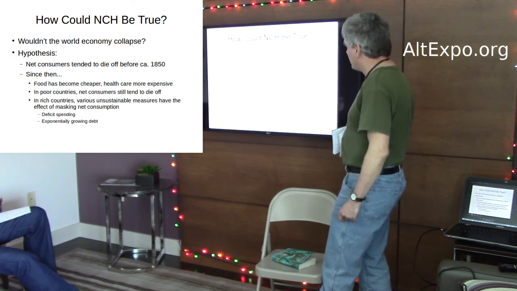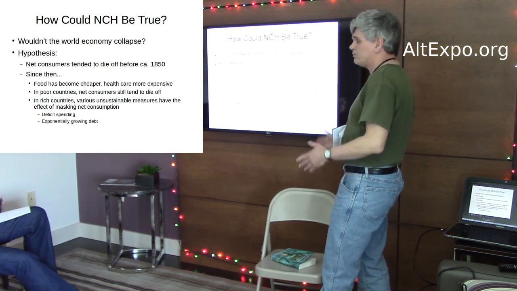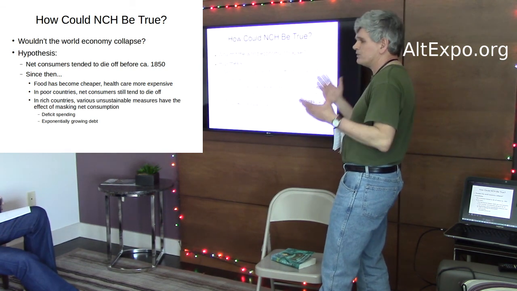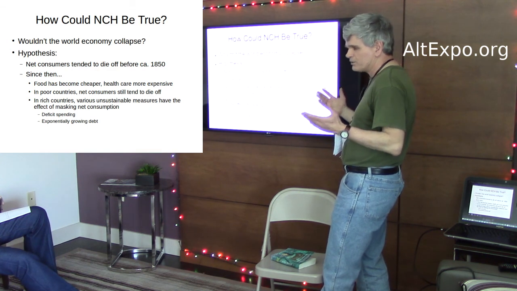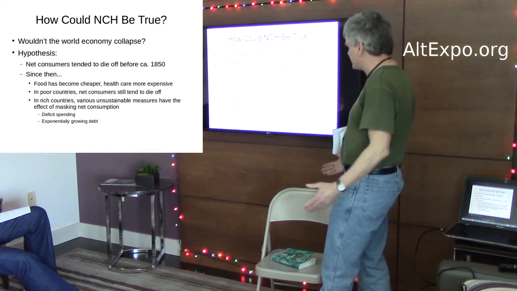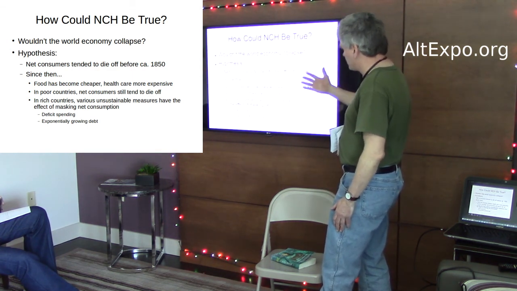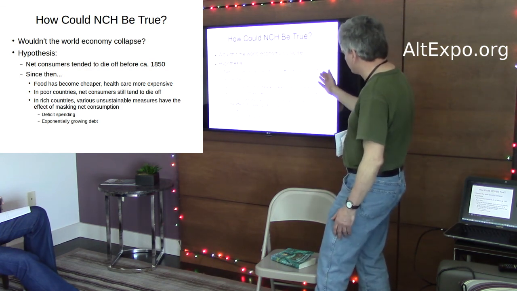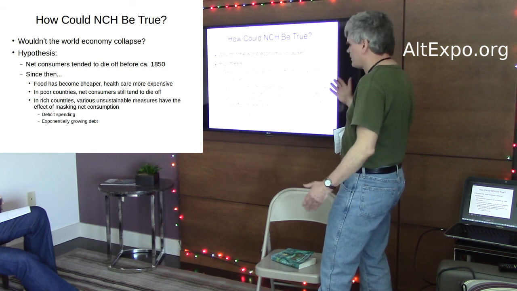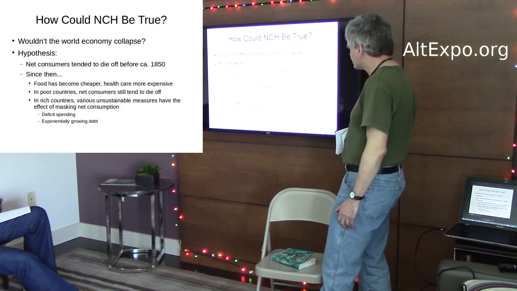If you're a believer in Darwin's theory of evolution, a net consumer is just a special case of an unfit person. And of course, evolution implies death. So what I'm hypothesizing here is basically that evolution was happening up until about the time of the Industrial Revolution.